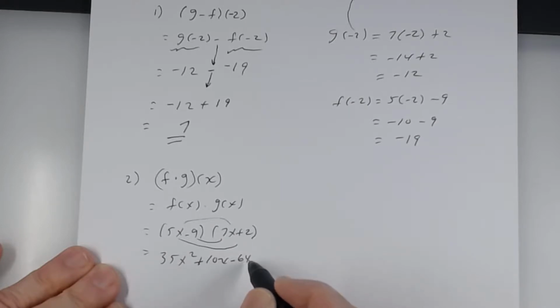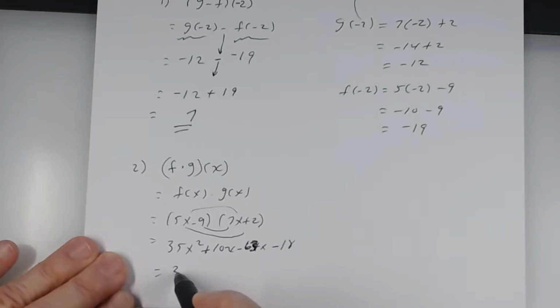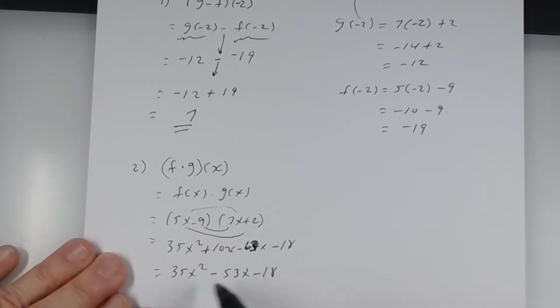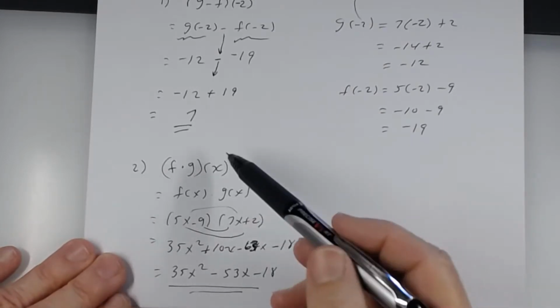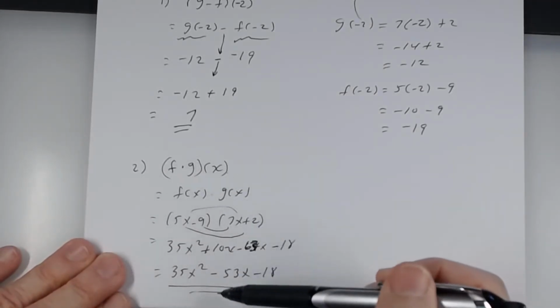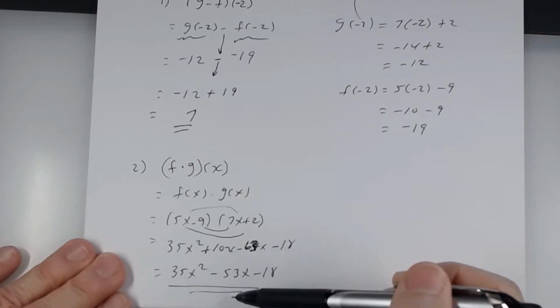Negative 64x, is that correct? Yes. 9 times 7 is 63, excuse me. And then negative 9 times 2, negative 18. Combine like terms, you get 35x squared minus 53x minus 18. That's what you put in the blank. So if I evaluate at a variable, then I'm going to end up with a variable expression as the answer.